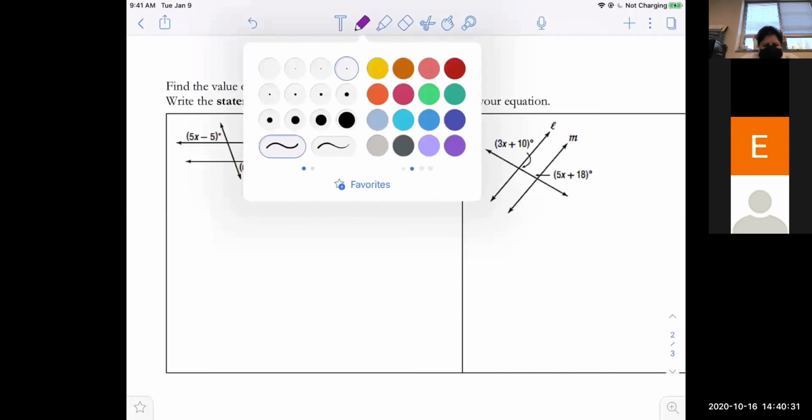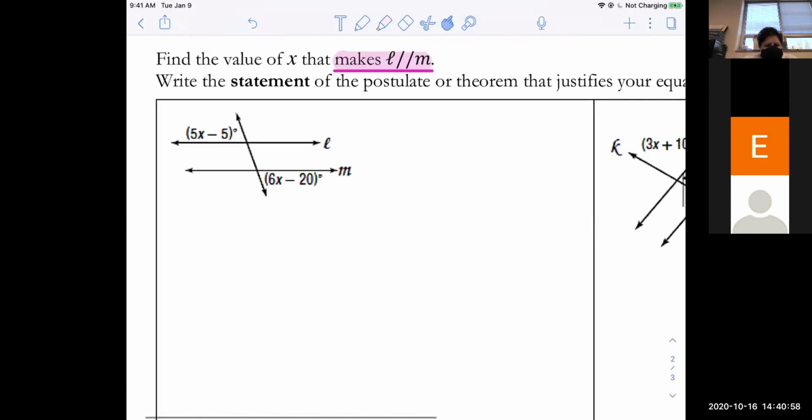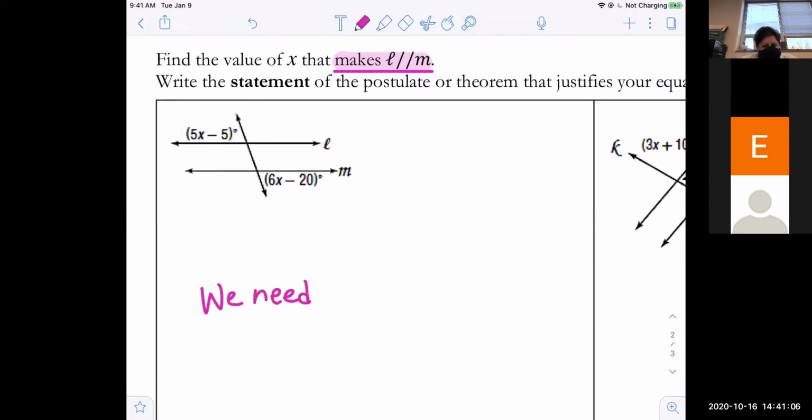Okay, so we're trying to find the value of x that makes L parallel to M. It says determine the value of x that makes L parallel to M. So you want to make sure you're paying attention to that so that you know whether you're starting with parallel lines or whether you're concluding parallel lines. Okay, so they're saying we want to figure out x that makes those lines parallel. So we need what? What should our equation be? How should 5x minus 5 and 6x minus 20 be related?